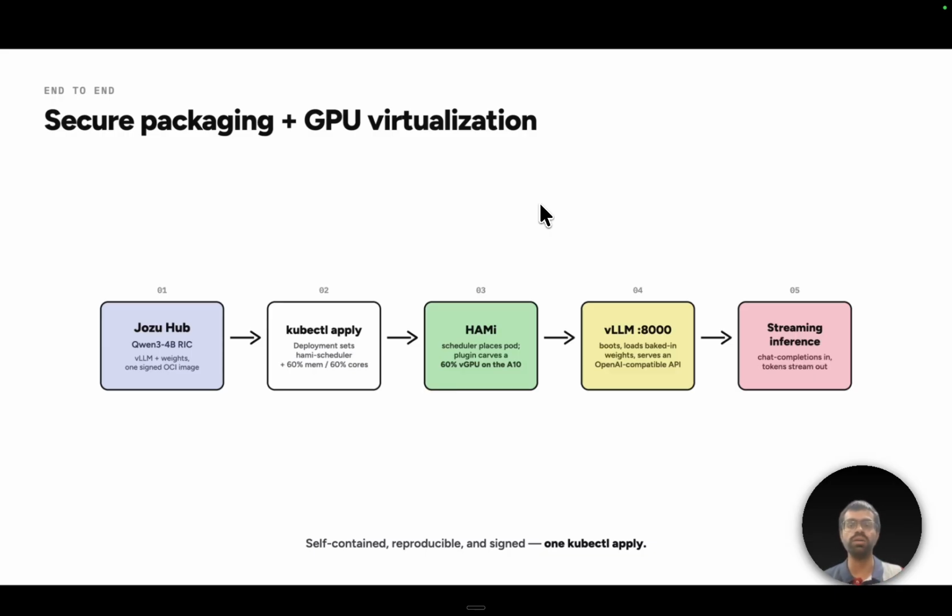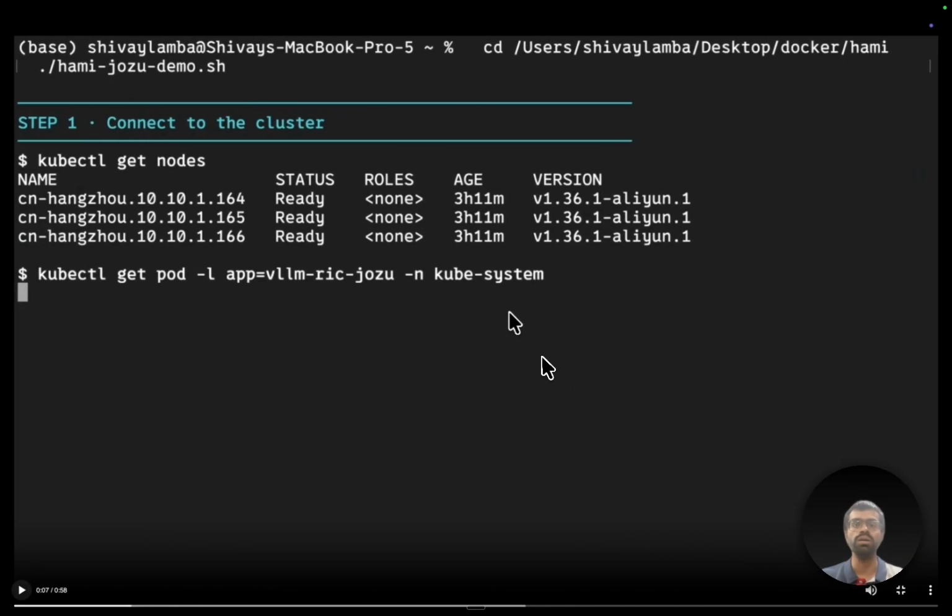Finally, we have the RIC entry point, which boots vLLM, loads the baked-in weights and serves an OpenAI compatible endpoint on port 8000. And finally, we hit a normal chat completions request and get the tokens back. That's how you are able to securely package and get GPU virtualization that is fully reproducible. Now let's take a look at the actual demo and how it performs.